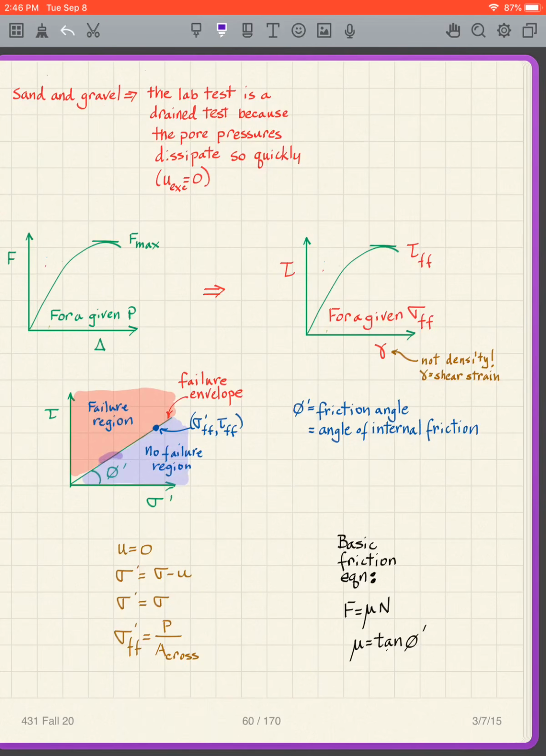We call the angle for that line the friction angle, or the angle of internal friction, phi prime. You need to put in the prime, phi prime. And we can get our coefficient of friction, basically. If you remember, F is equal to mu times N, and it works out that mu is simply the tangent of phi prime. So in a sense, we get our friction coefficient. We don't quite use it in that manner, but that is the basic concept.